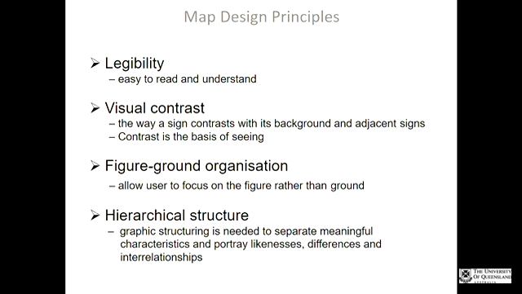And then there's something called hierarchical structure, which is really about the relationships between objects. Things that are similar should look similar. If they're similar type things, they should look similar. If they're different, they should look different. And then maps should reflect the interrelationships between objects as well. So we'll look a little bit at that.